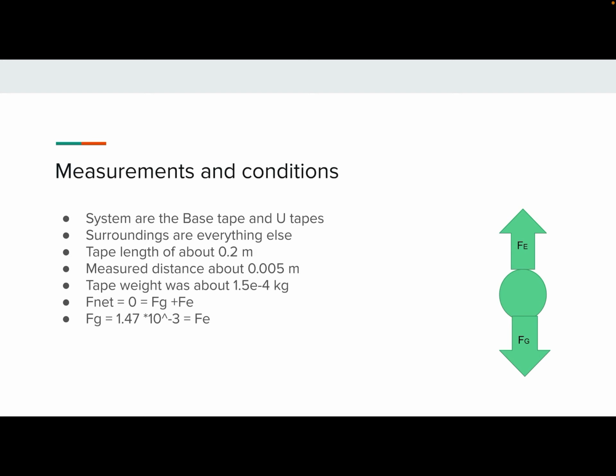The tape length is about 0.2 meters. The measured distance between those two tapes was 0.05 meters, and the tape weight was about 1.5 times 10 to the negative 4 kilograms. We know that the net force is zero since the force of gravity and the force of the electric field would cancel each other out. And thanks to the mass, we figure out that the force of gravity should be around 1.47 times 10 to the power of negative 3 newtons.